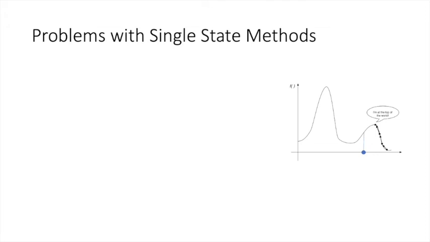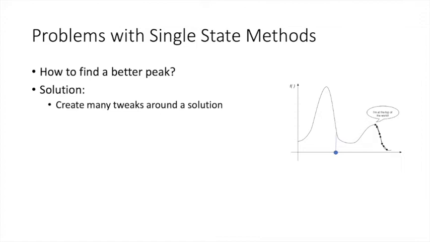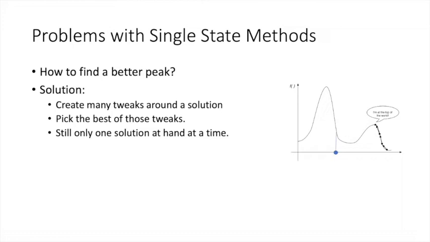Now, coming back to the single-state methods, the problem is how to find the better peak. That is, if we have found a locally good solution, how do we get to even better solutions? So we discussed some solutions last time. For example, we can tweak the solution many times and pick the best of those tweaks. However, we still work with only one solution at a time, and hill climbing methods do not allow for degradation in the solution quality. So what did we do?